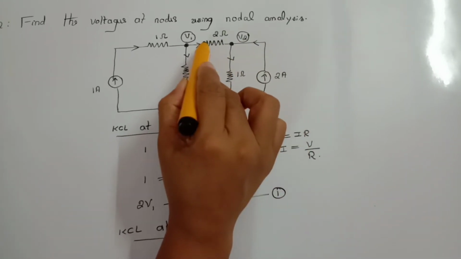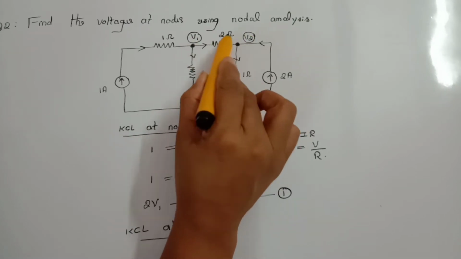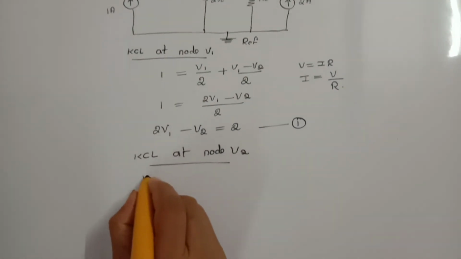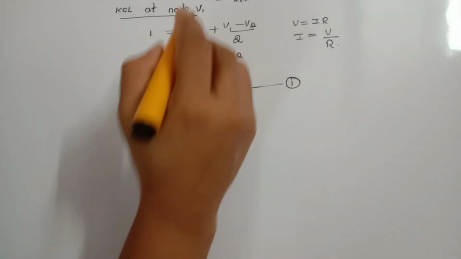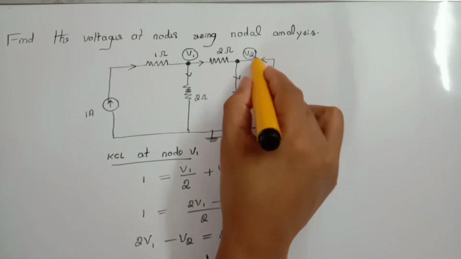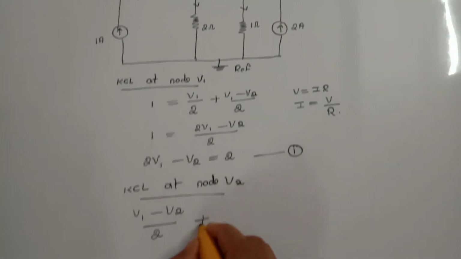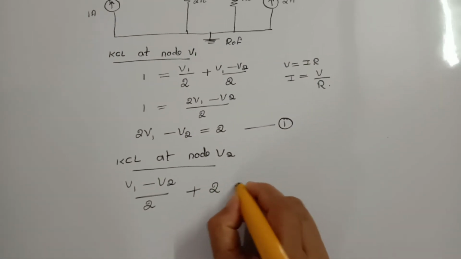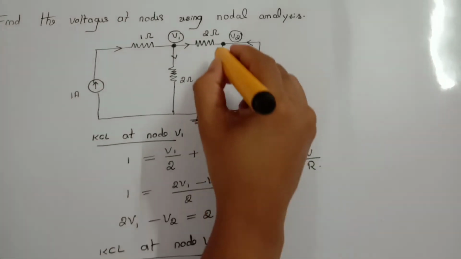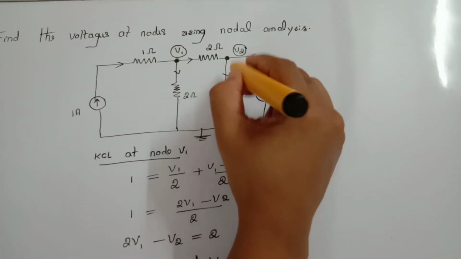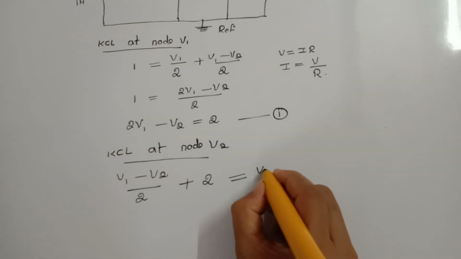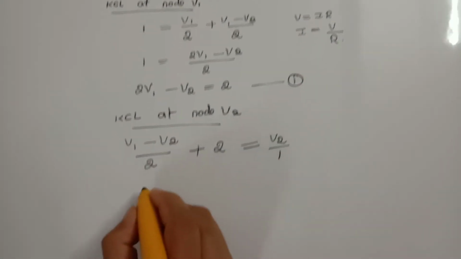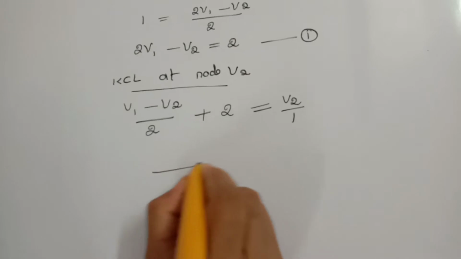So I can write this current, which is (V1 minus V2)/2. That is (V1 minus V2)/2 is the entering current, and one more entering current is 2 amps. So straight away you write current magnitude 2 is equal to the leaving current through 1 ohm, which is nothing but V by R, that is V2/1. Now again simplify this. Take common denominator.